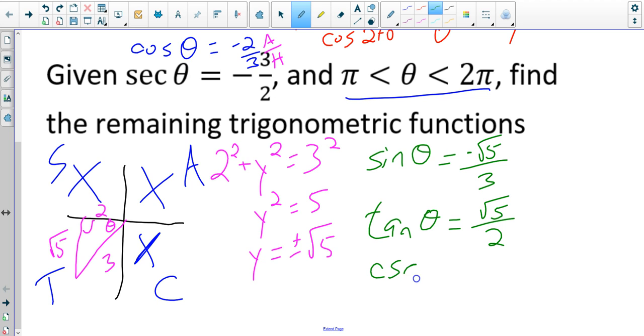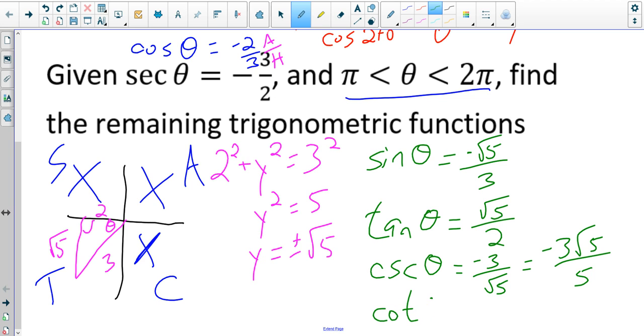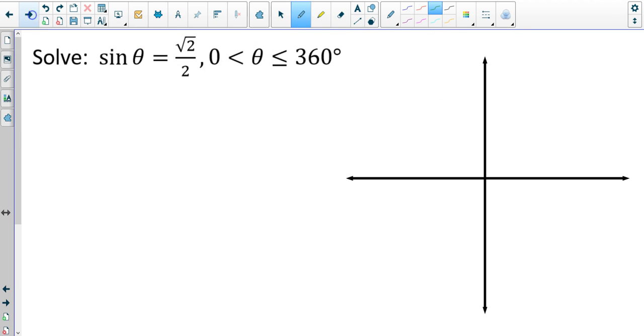The cosecant is equal to the reciprocal of the sine function, so that's -3 over the square root of 5, which we rationalize the denominator to get -3 square root of 5 over 5. The secant we've already found, so the last one is the cotangent of theta, which would be the reciprocal of the tangent function, so that's 2 over the square root of 5, which rationalizes to be 2 times the square root of 5 all over 5. So that should be a good warm-up for us.